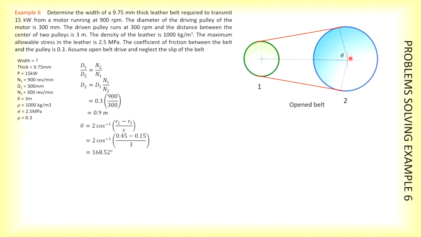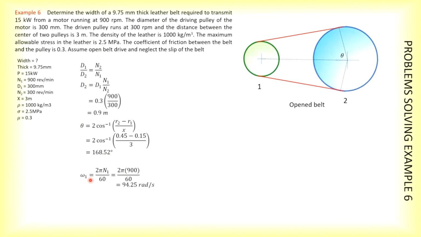To find the angle of lap, as you notice, there is no angle of lap or wrap given in the question. So we can base it on the geometry of the figure, which I already taught you in the previous lesson, how to find the angle of lap if it is not given. You can refer back to that. From this, you can find the angle of lap of 168.52 degrees. Remember to convert this to radians in the later part.